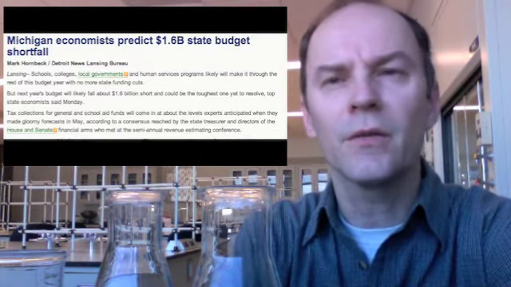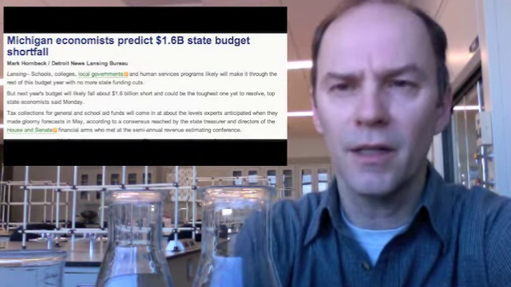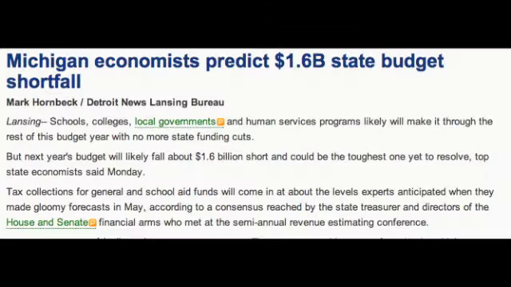All right, let's take a look at this lead here about the Michigan budget. You'll notice that it starts off with a one-sentence paragraph, and that one sentence contains 25 words. And those 25 words, with the dateline Lansing: schools, colleges, local governments, and human services programs likely will make it through the rest of this budget year with no more state funding cuts. All right, if you don't read any more of that story, you have a good idea of what's going on and what the story is all about.